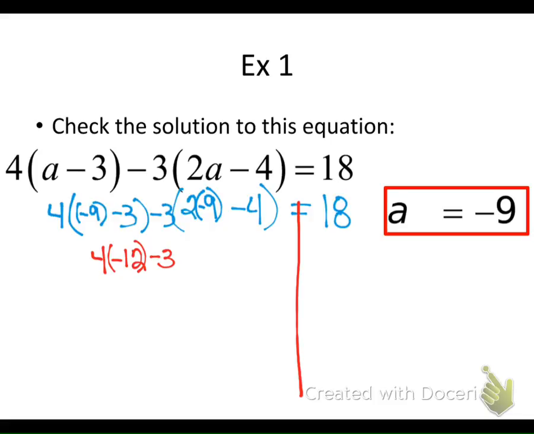The first operation that I need to do according to order of operations is what? I'm going to multiply. So I'm going to take 2 times negative 9. What do I get when I take 2 times negative 9? Negative 18. So I'm just going to write that up above there. And then I have my second step. Negative 18 minus 4. What's negative 18 minus 4? Negative 22. So when I bring that negative 22 down, what do I need to put around it? Parentheses. Because that 3 is being multiplied to it.